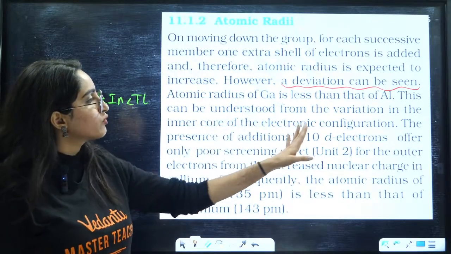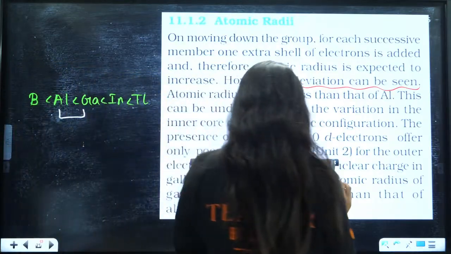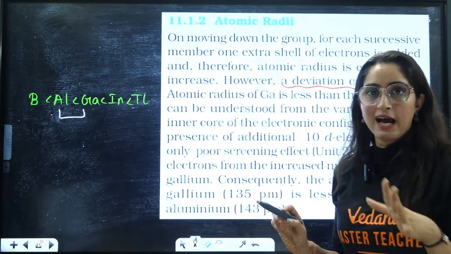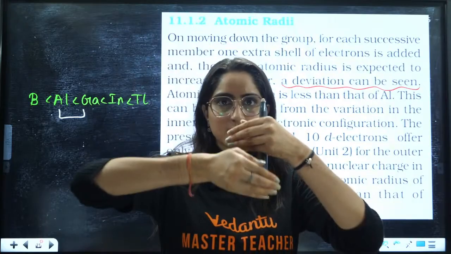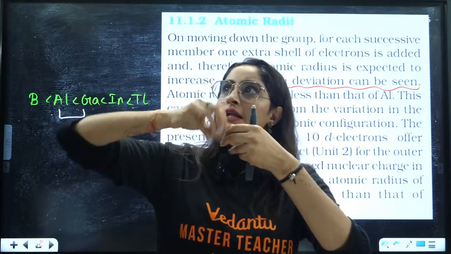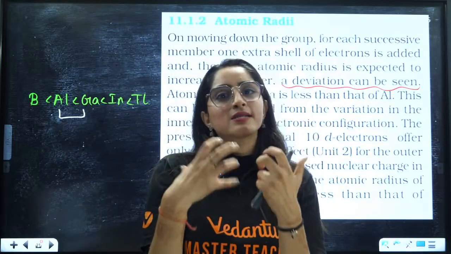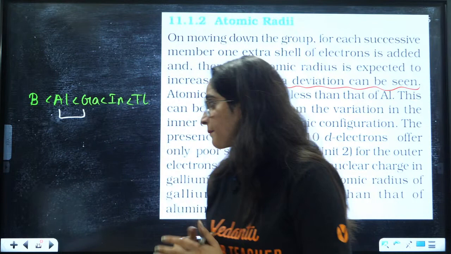This can be understood from the variation in the inner core electron configuration. Basically here we are talking about the screening effect. We are saying that the d electrons have a poor shielding effect, right? This is the outermost electron. We know that the size is increasing, that is for sure.